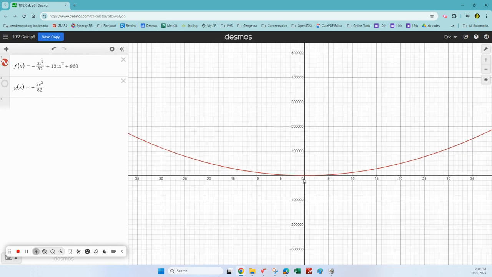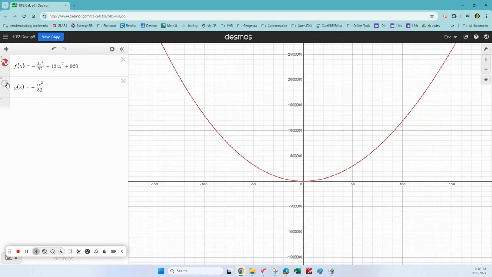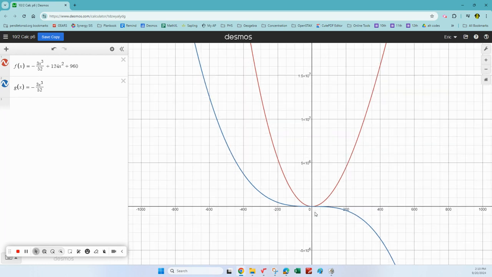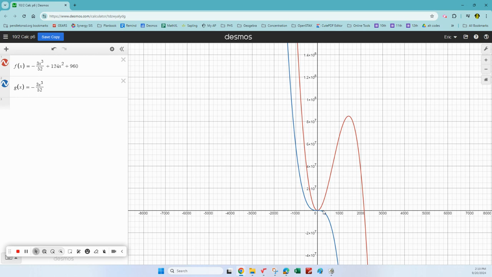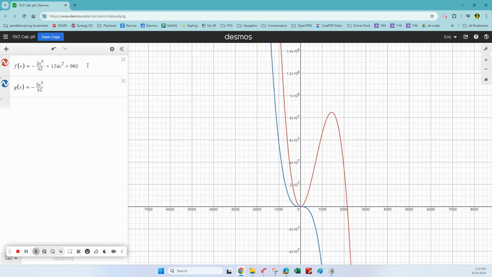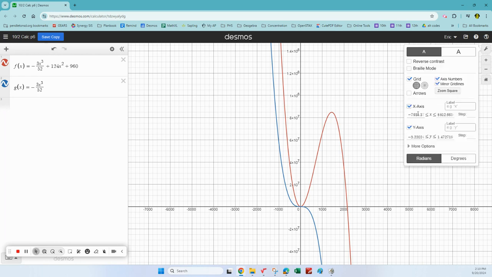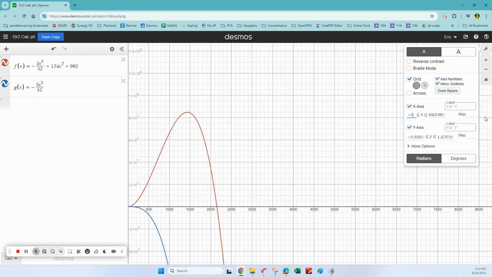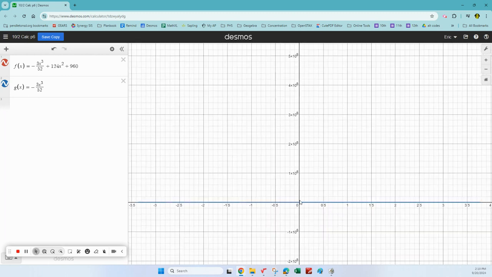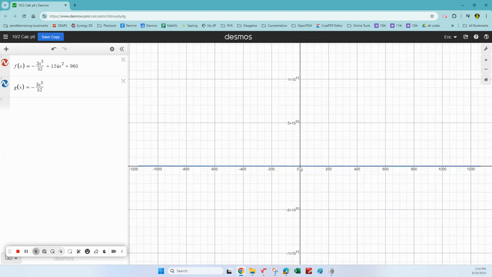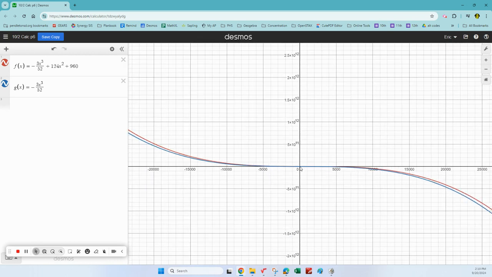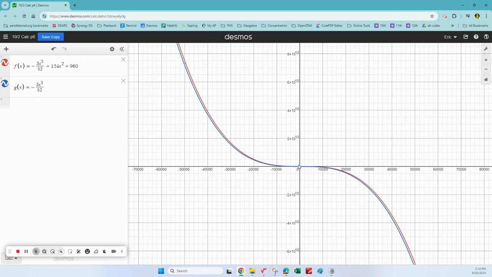But if I keep zooming out, what does it look like? It's eventually going to look like the blue one if I zoom out far enough, right? The red one's the whole polynomial. The blue one is just the leading term. And again, if I just rescale this, now we start to see it, right? If I keep going, you couldn't tell the difference. Okay?